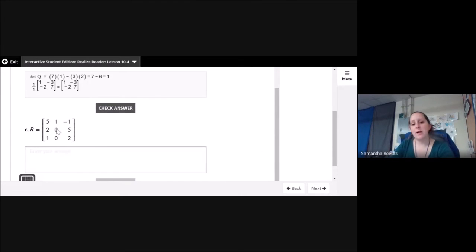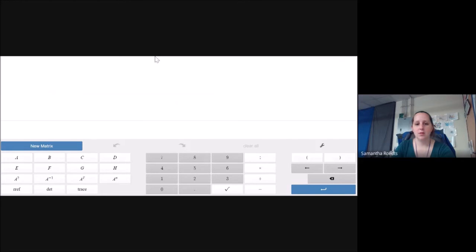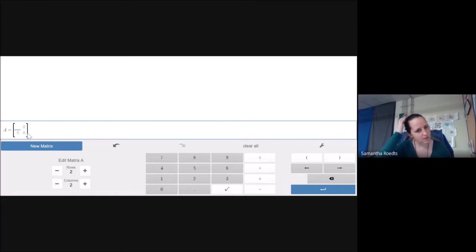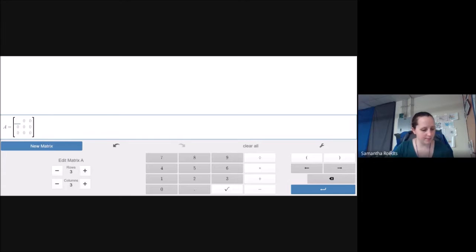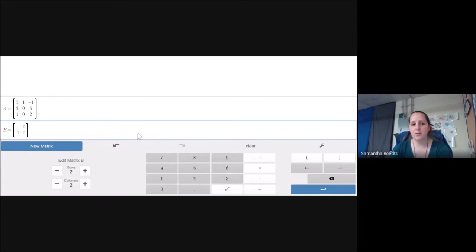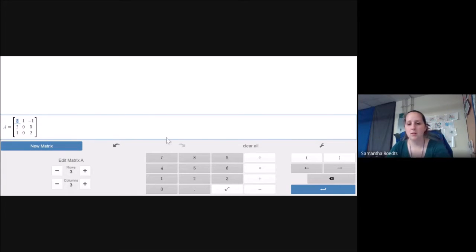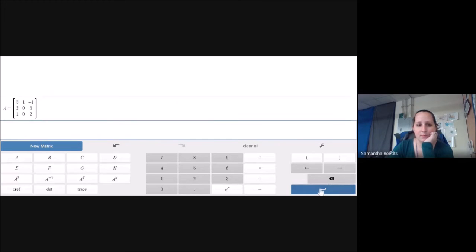Okay, and then the last one is a 3 by 3 matrix R, 5, 1, -1, 2, 0, 5, 1, 0, 2. So I'm going to go ahead and substitute that into my calculator, or in this case, Desmos. I'm going to do a new matrix. So this is 3 rows, 3 columns. Okay, 5, 1, -1, 2, 0, 5, 1, 0, 2. That is my new matrix. Okay, so there's A.